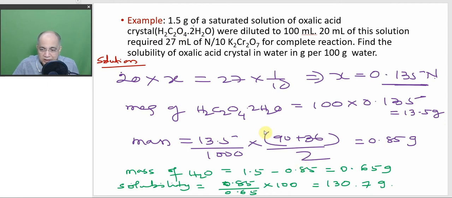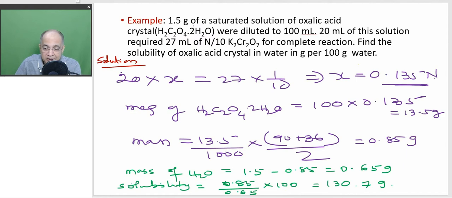So by 2, that is the equivalent mass of the crystal. So you get the mass 0.85 gram. So that is present in 1.5 gram of the solution. So what is the mass of solvent present there? So it is 0.65 gram. So what is the solubility per 100 gram of water solvent? So 0.85 divided by the mass of the solvent into 100.